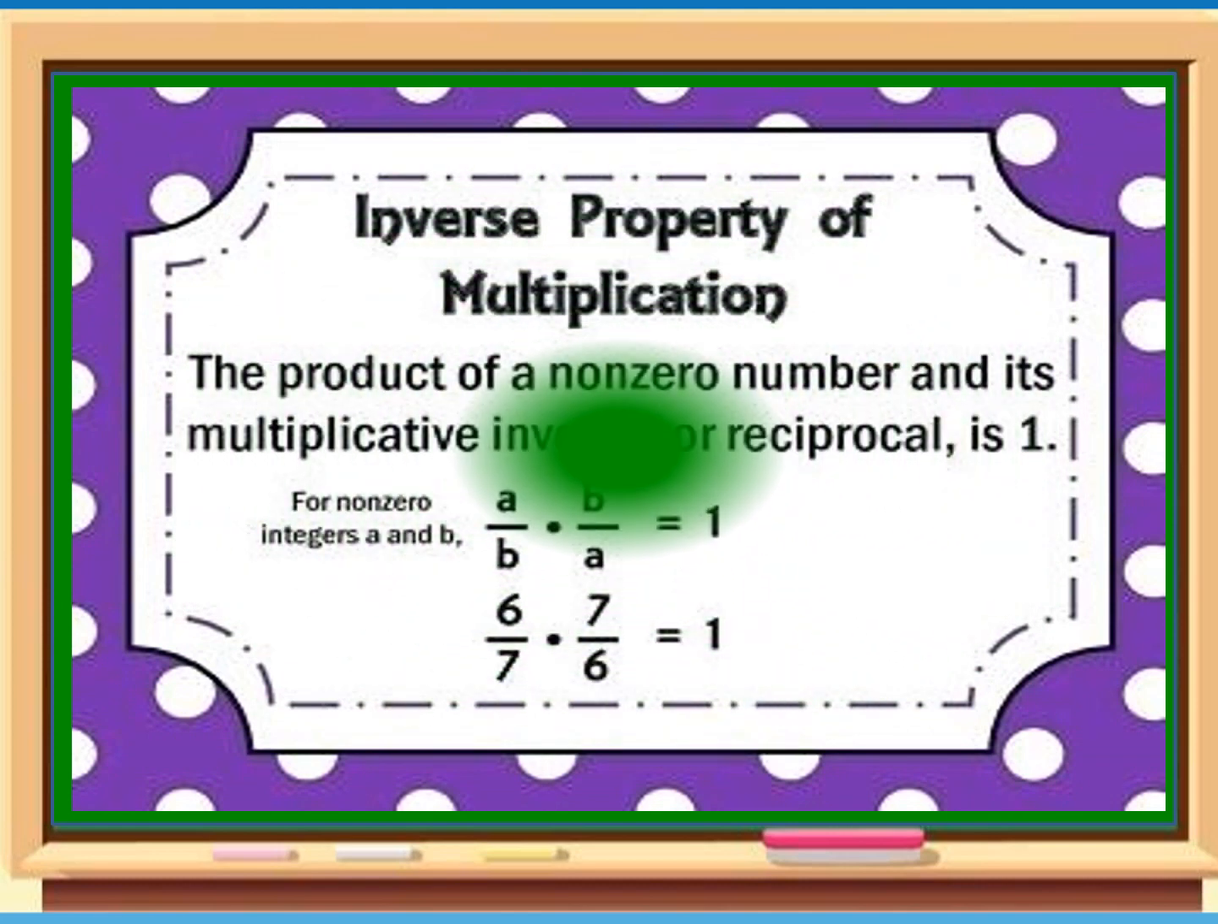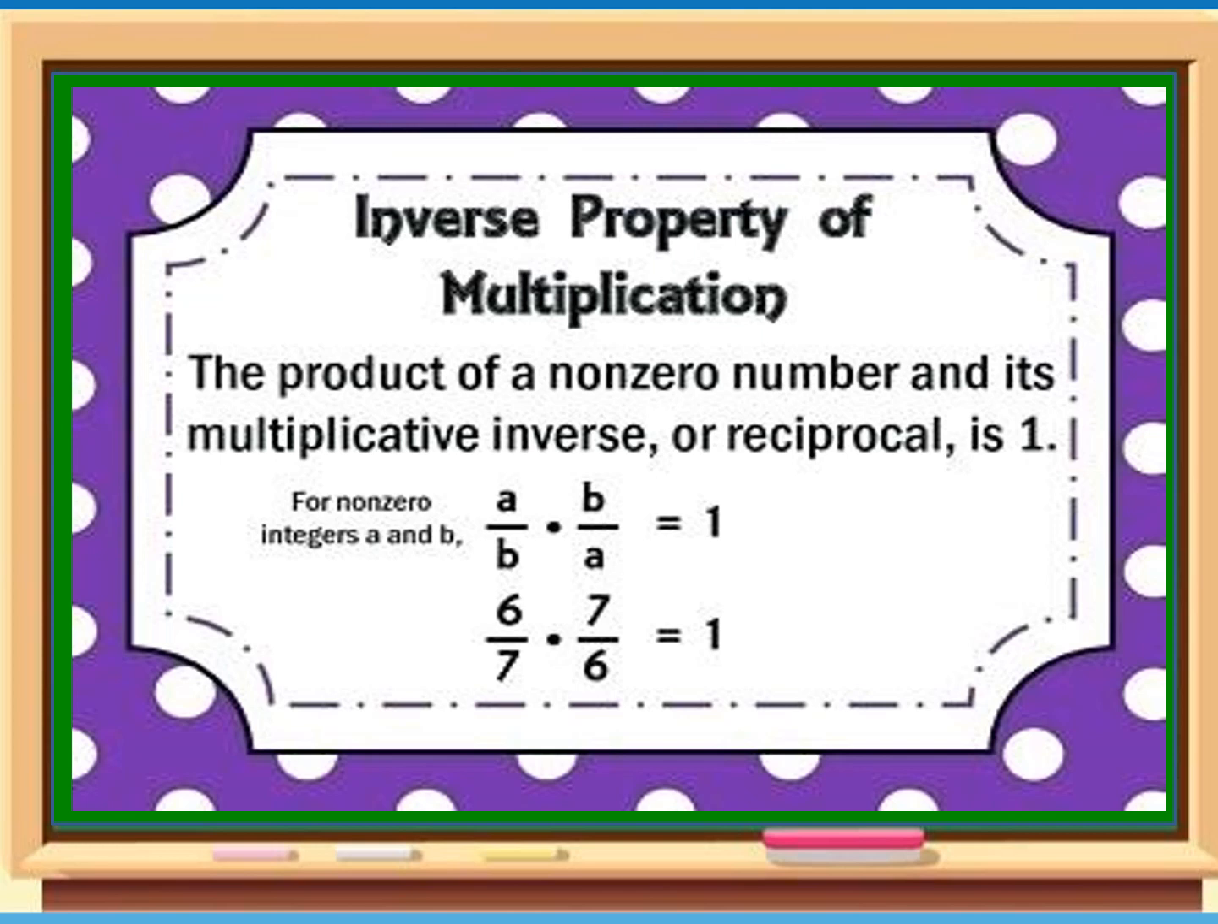Okay? So, inverse property of multiplication. Anong sabi dito? The product of a non-zero number and its multiplicative inverse or reciprocal is 1. Okay. Naintindihan? Lagi daw 1. Yung product daw po ng non-zero number and its multiplicative inverse or reciprocal, laging 1 yung sagot. Yun yung sinasabi dito. Na yan, kahit anong number daw, kung i-multiply natin siya sa kanyang multiplicative inverse or inverse niya or reciprocal, kabaliktaran ng number, ang maging sagot lagi ay 1.